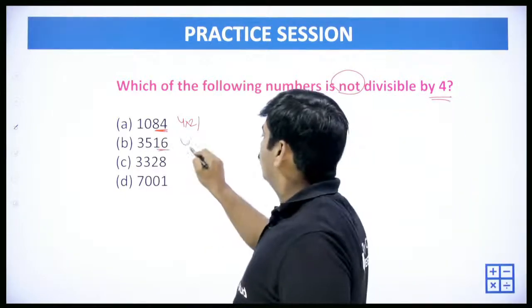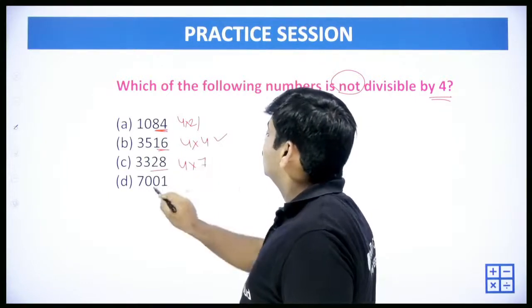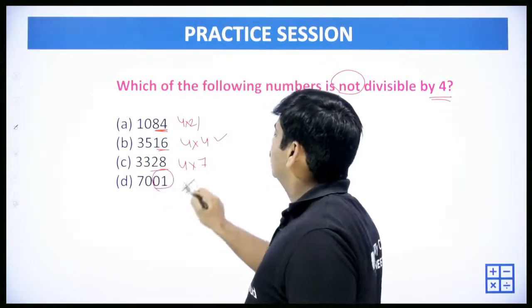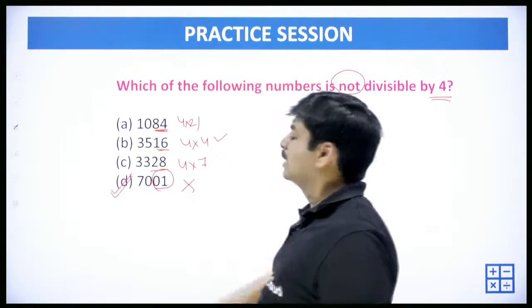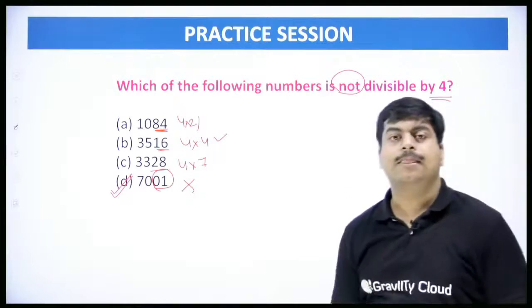16, it is divisible, 4 into 4. 28 is divisible, 4 into 7. 01 is not divisible. So option D is the correct answer, which is not divisible. The remaining 3 are correct.